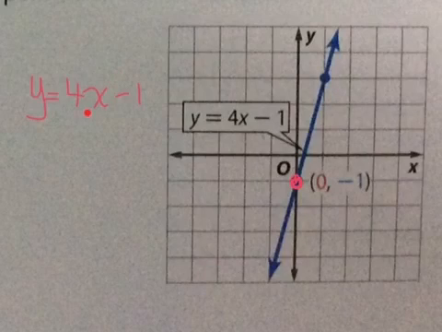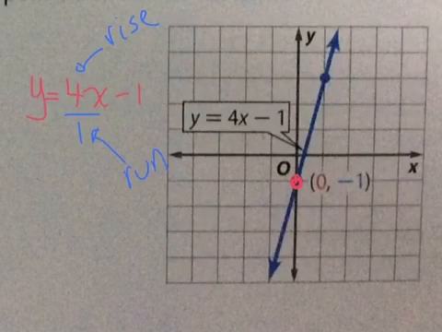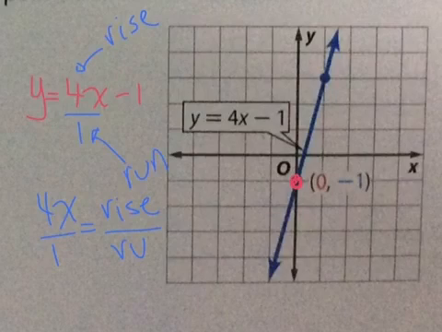And then from that point, we have to use our slope. Remember that our slope is always over 1. It's over 1, and this is rise over run. We can write it like this, where 4x over 1 is the same as your rise over your run. Now your rise is how much you're going to move up or down, and your run is how much you're going to move horizontally.